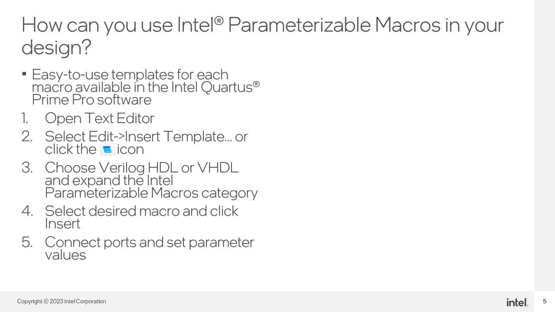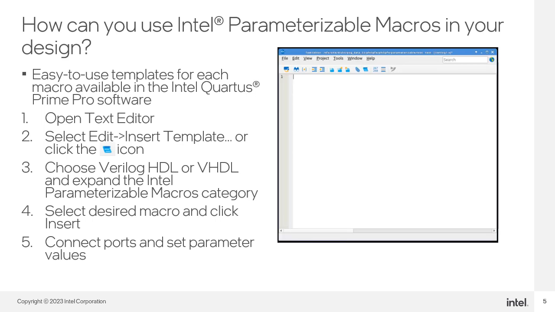Now that you know the benefits of Intel parameterizable macros, how can you use these macros in your design? Easy-to-use templates are available for each Intel parameterizable macro. To access the templates, open the text editor in the Quartus Prime Pro software. Open the Edit menu and select Insert Template, or click the Insert Template icon.